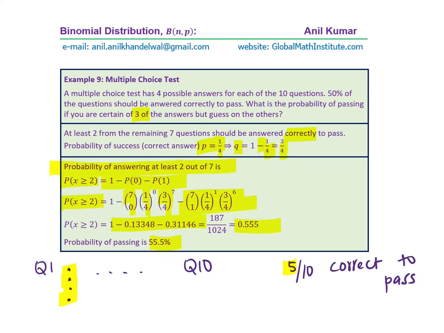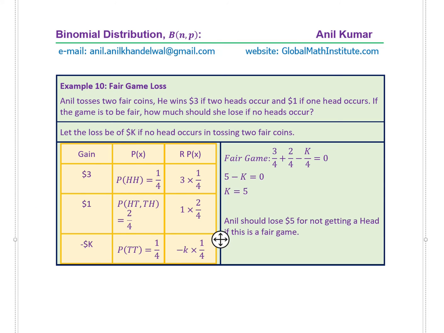Now let's move on. Take the next test question, which is again talking about a game. Anil tosses 2 fair coins. He wins $3 if 2 heads occur and $1 if 1 head occurs. If the game is to be fair, how much should he lose? So in this case, let us see whether he loses or gains. He loses if no heads occur. Okay, so that's the game.